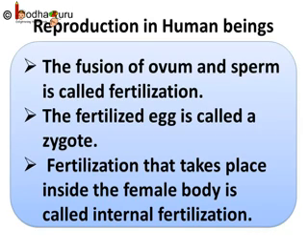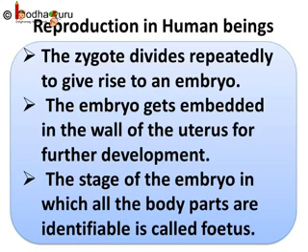The fertilized egg is called a zygote. Fertilization takes place inside the female body and it is called internal fertilization. The zygote divides repeatedly to give rise to an embryo. The embryo gets embedded in the wall of the uterus for further development. The stage of the embryo in which all the body parts are identifiable is called a fetus. And lastly, when the development of the fetus is complete, the mother gives birth to the baby.